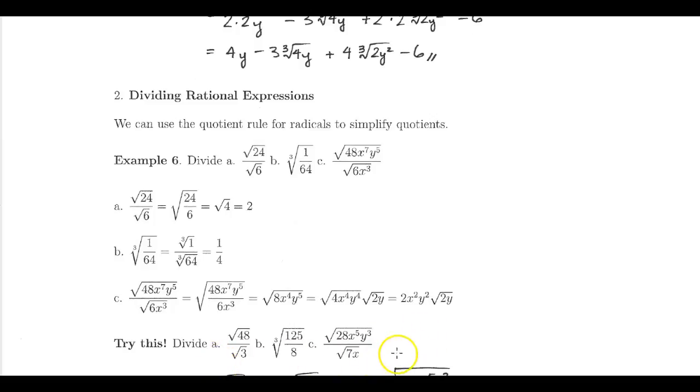So try these problems, pause the video, try them out, come back and check your answers.